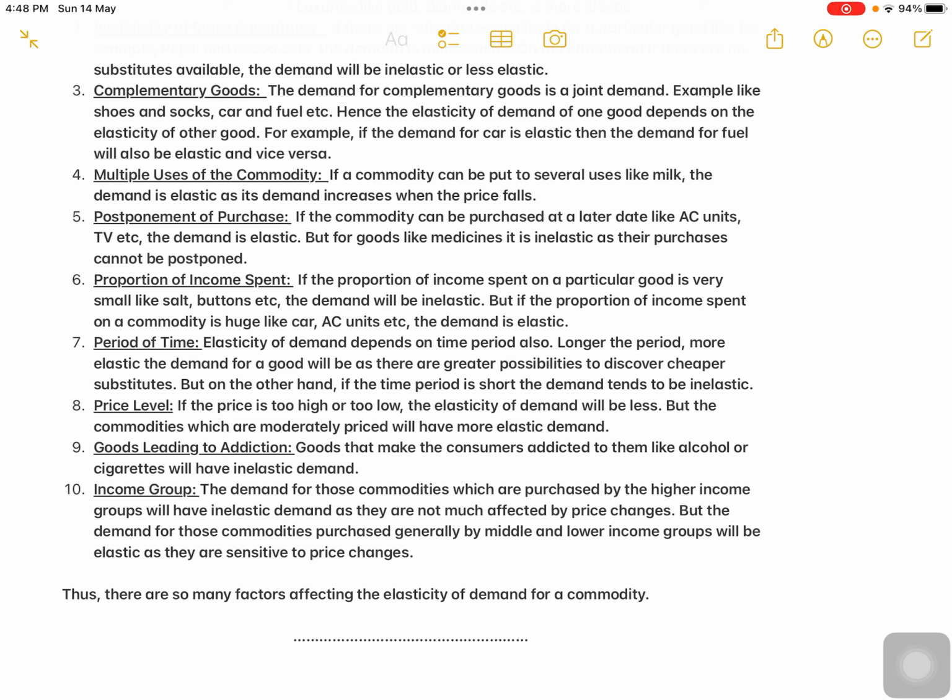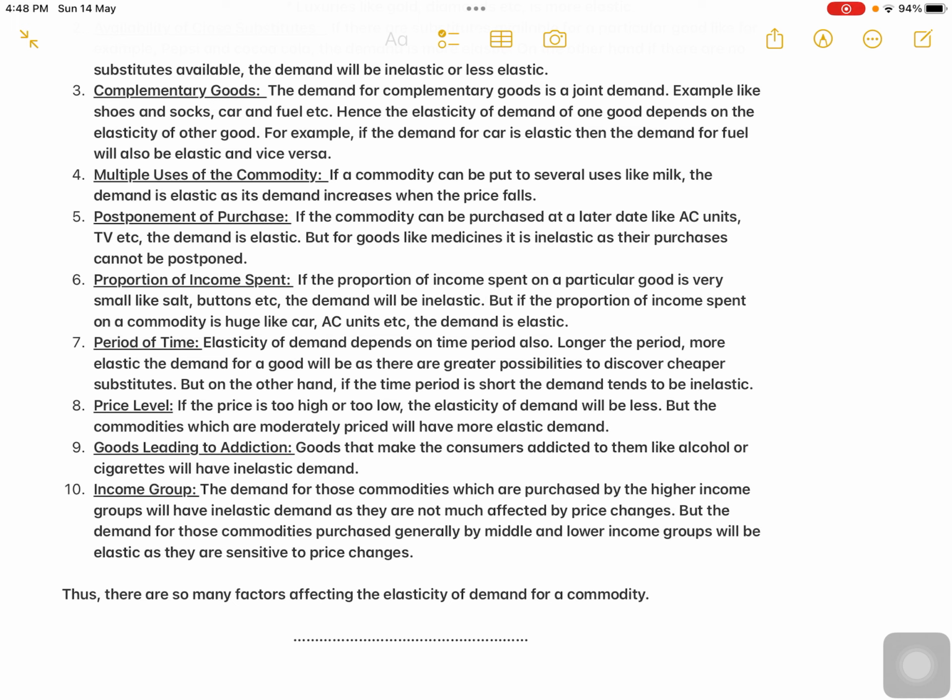Okay, so for those kind of commodities, demand is elastic. Then the seventh one, period of time. Period of time is again more or less the same meaning. The longer the period, the more elastic the demand in the long run. In the shorter run, we don't have time for adjustment. In the long run we can adjust, we can find alternative commodities and all. There are so many possibilities and options available for us if the time period is long.